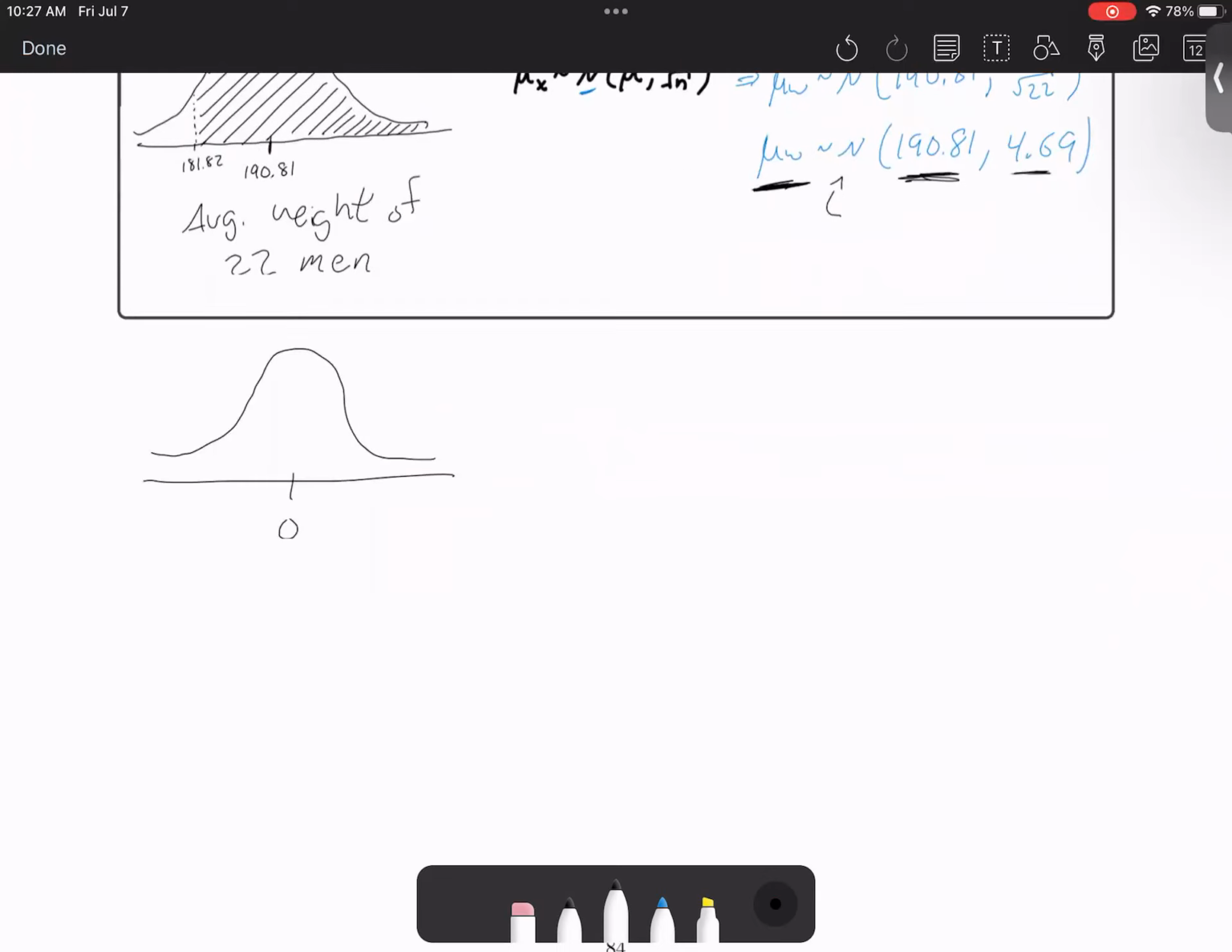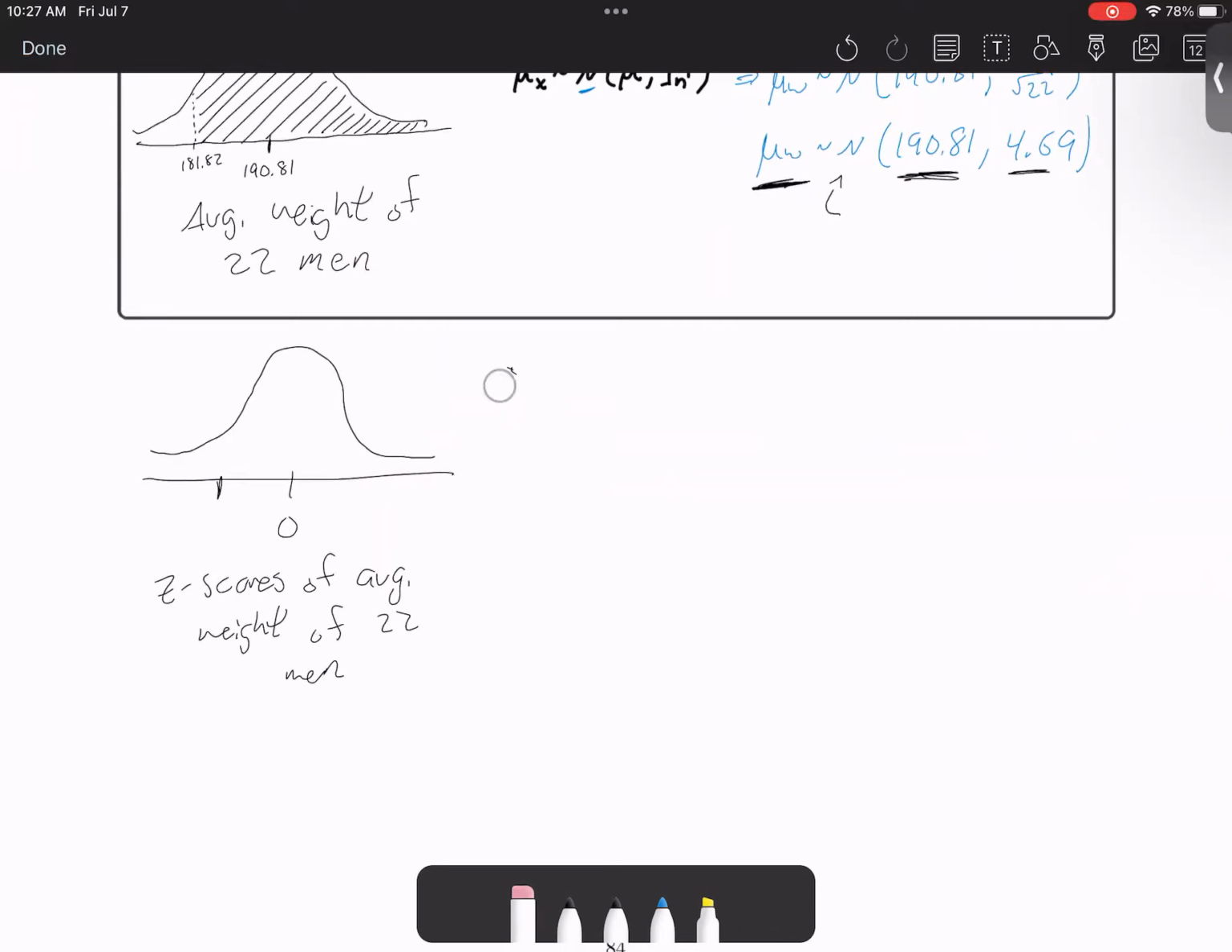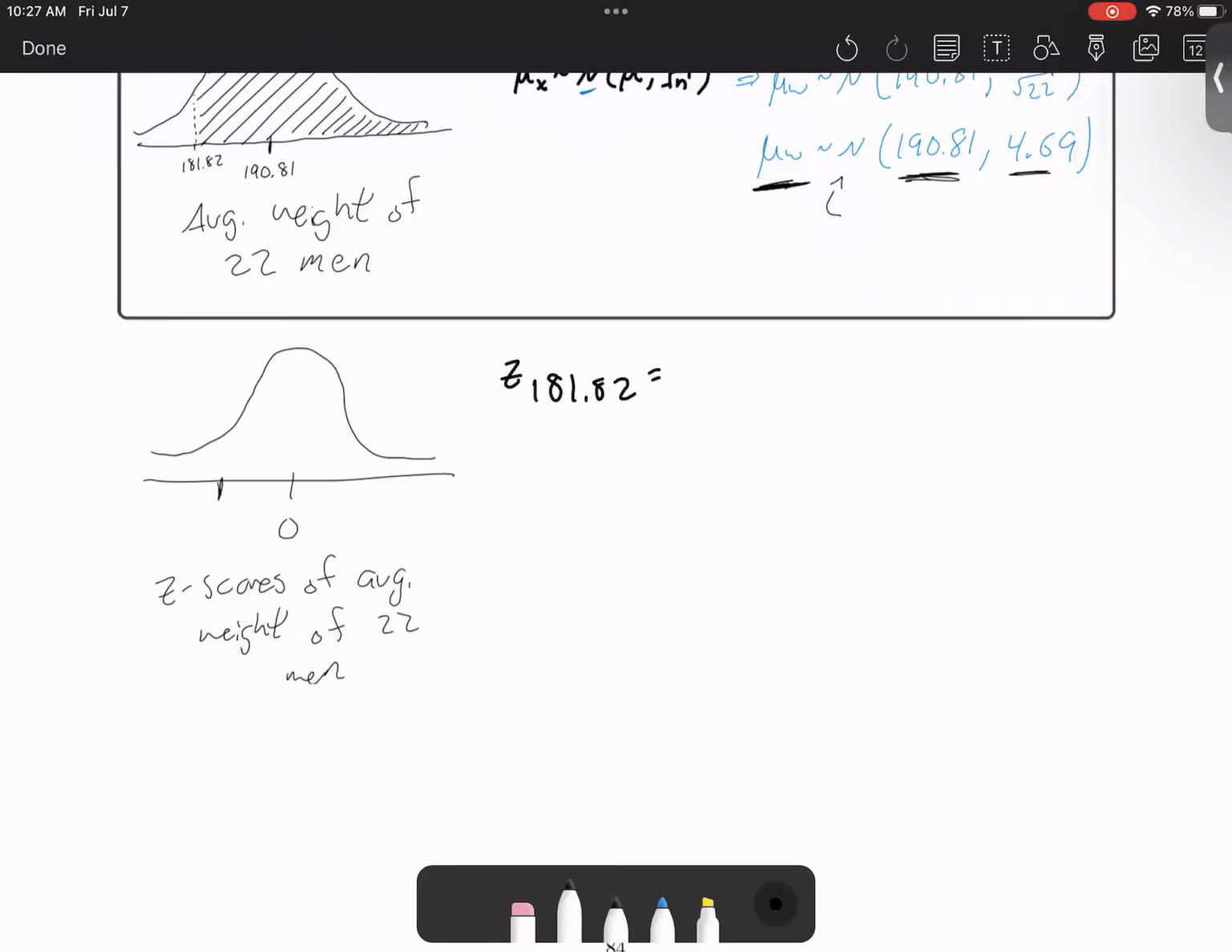So this table will be the z-scores of the average weight of 22 men. All right, now because we have a different standard deviation, we're going to have a different z-score. So the z-score of 181.82 is 181.82 minus the average, 190.81, and then divided by the standard deviation of this distribution, that's 4.69. You get a z-value of about minus 1.92.